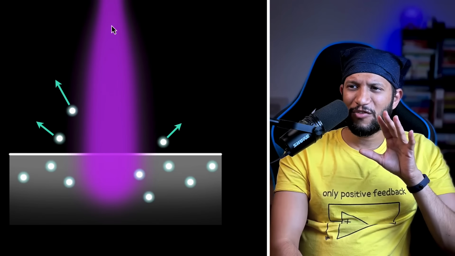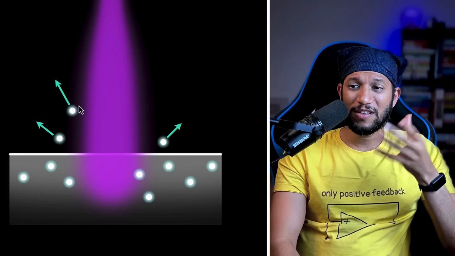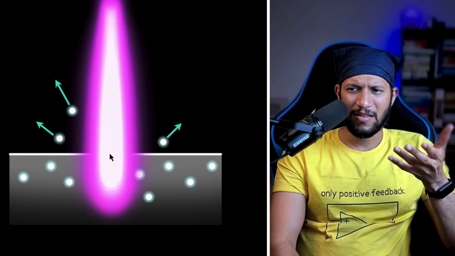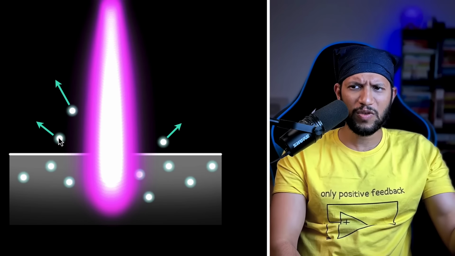Einstein asks, Mahesh, if you were to increase the intensity of light over here, what do you think will happen to the speed at which the electrons are coming out? And I'm like, well, if you were to increase the light's intensity, then you're pumping in more energy, electrons are going to absorb more energy, so they will come out with more kinetic energy. They'll come out faster, obviously.